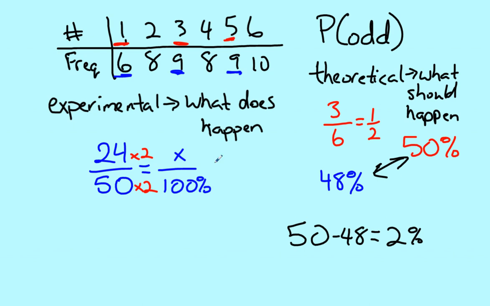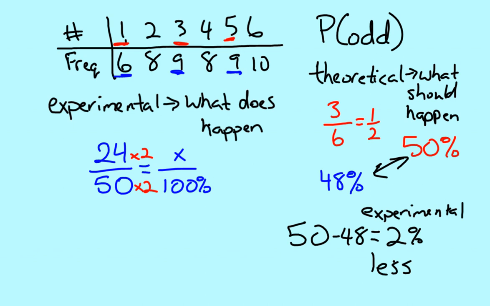Okay, and we can say that the experimental is 2% less than the theoretical, because it came out less often than you would have expected it to. Which means, conversely, that the probability of getting an even number would have been 52% and more. It happened more than it would have been expected to. But you don't need to know that.